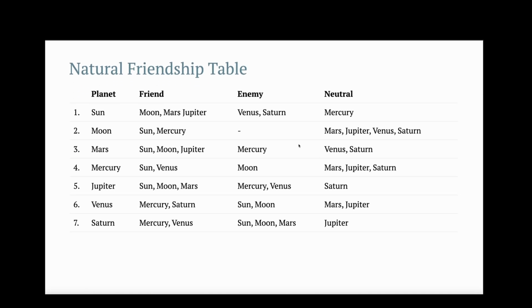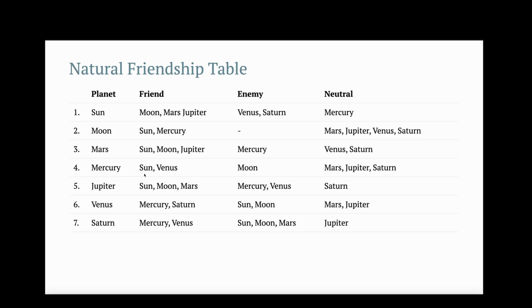So this is the table for all the 7 planets, the natural friendship table. For Sun, Moon, Mars, Jupiter are friends, Venus and Saturn are enemies, Mercury is neutral. For Moon, Sun and Mercury are friends. There is no enemy of Moon, and the neutral planets for Moon are Mars, Jupiter, Venus, and Saturn. For Mars, Sun, Moon, Jupiter are friends, Mercury is an enemy, and Venus and Saturn are neutral.